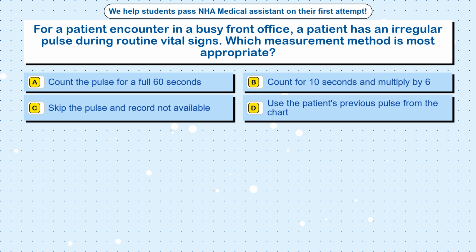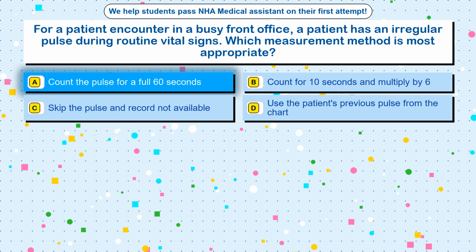Question 23. For a patient encounter in a busy front office, a patient has an irregular pulse during routine vital signs. Which measurement method is most appropriate? Option A, count the pulse for a full 60 seconds. Option B, count for 10 seconds and multiply by 6. Option C, skip the pulse and record not available. Option D, use the patient's previous pulse from the chart. The correct answer is option A, count the pulse for a full 60 seconds.